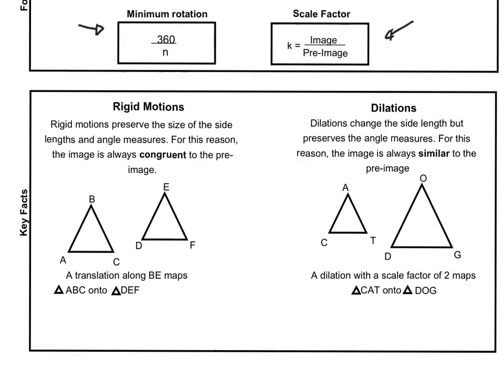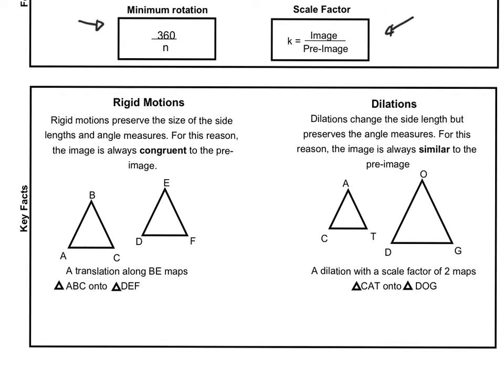The other major topic from this unit was the difference between rigid motions and non-rigid motions. Remember, rigid motions preserve side length and angle measures. Non-rigid motions, well, they don't. Now, dilations, remember, they don't create congruent figures like rigid motions do. They create similar figures because dilations, they're not rigid, but they do preserve angle measures. So if we see a dilation pictured here, we know all the angles are congruent, all right?